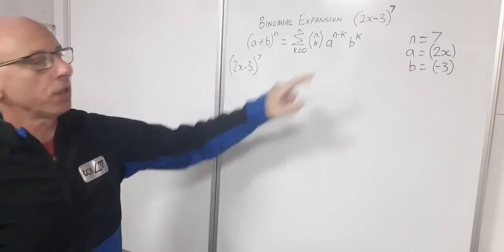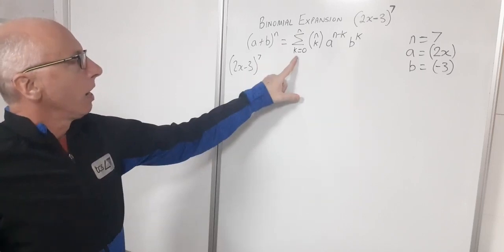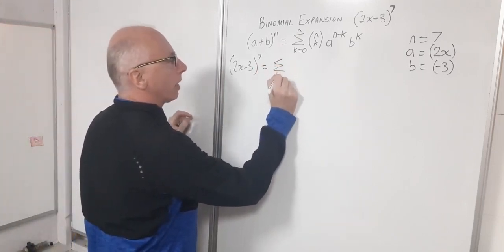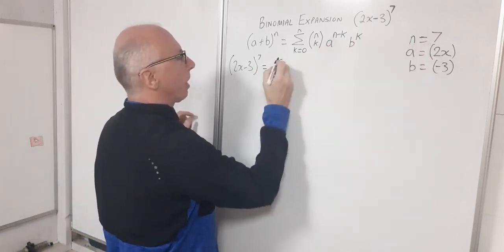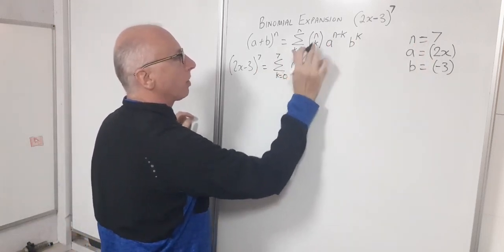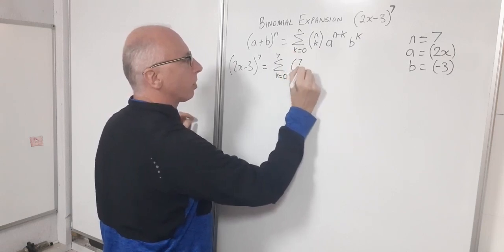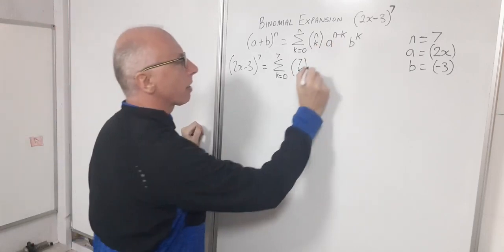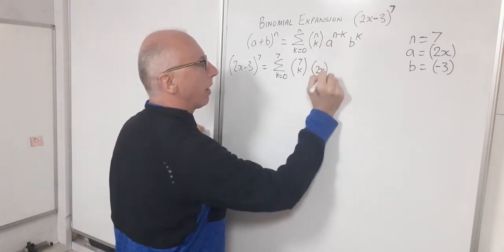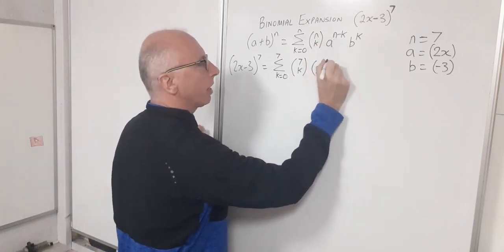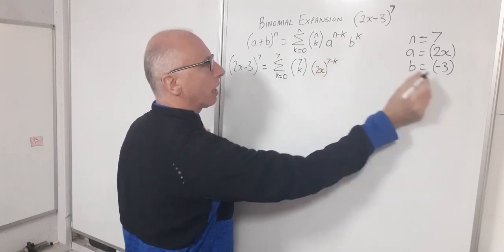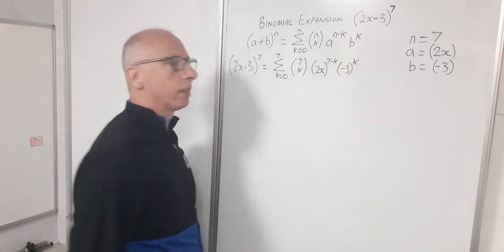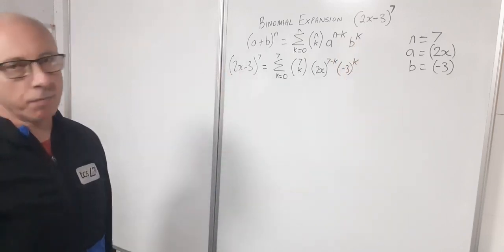So now let's go through the sigma notation. We've got k equals 0 to n, which is 7. We've got n choose k, so that's 7 choose k. a to the n minus k: well, we've got 2x, and then raise that to the power of 7 minus k. And then b is minus 3, and raise that to the k. So that's our general setup for this question.